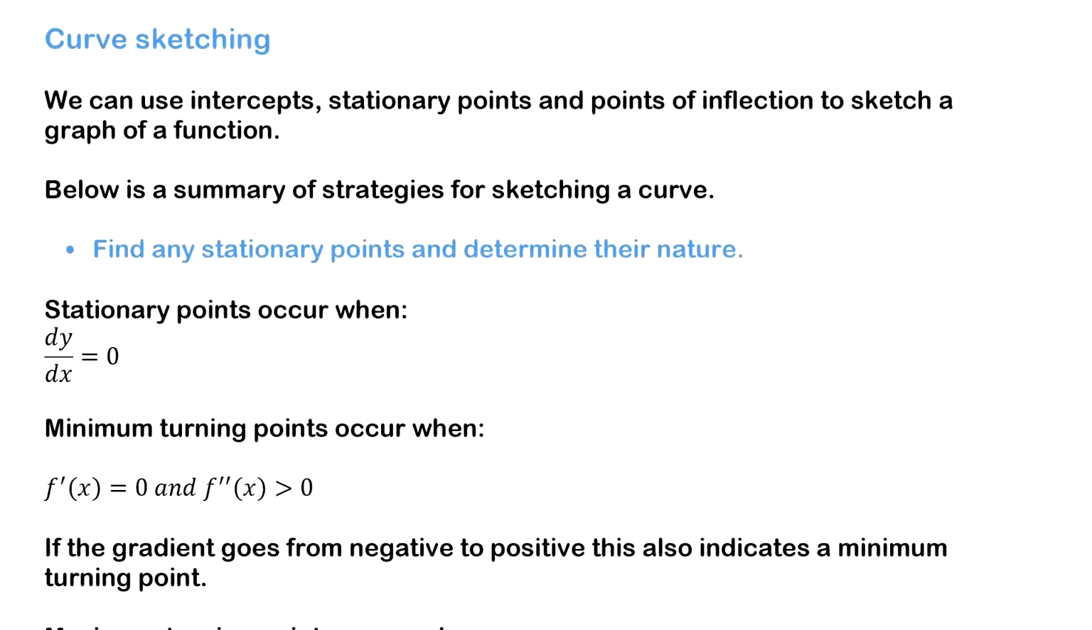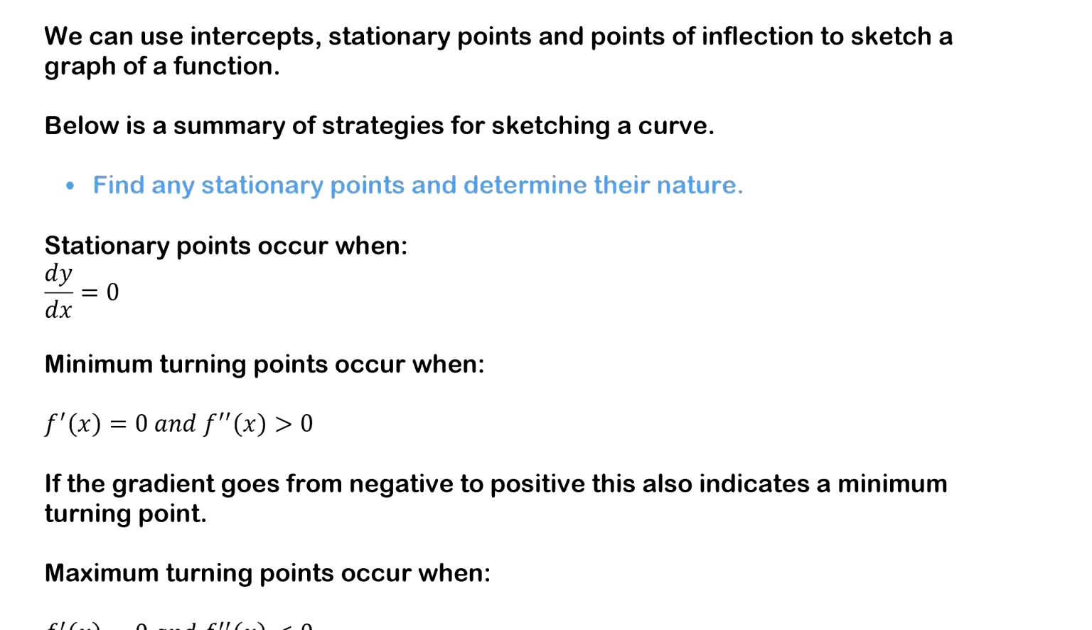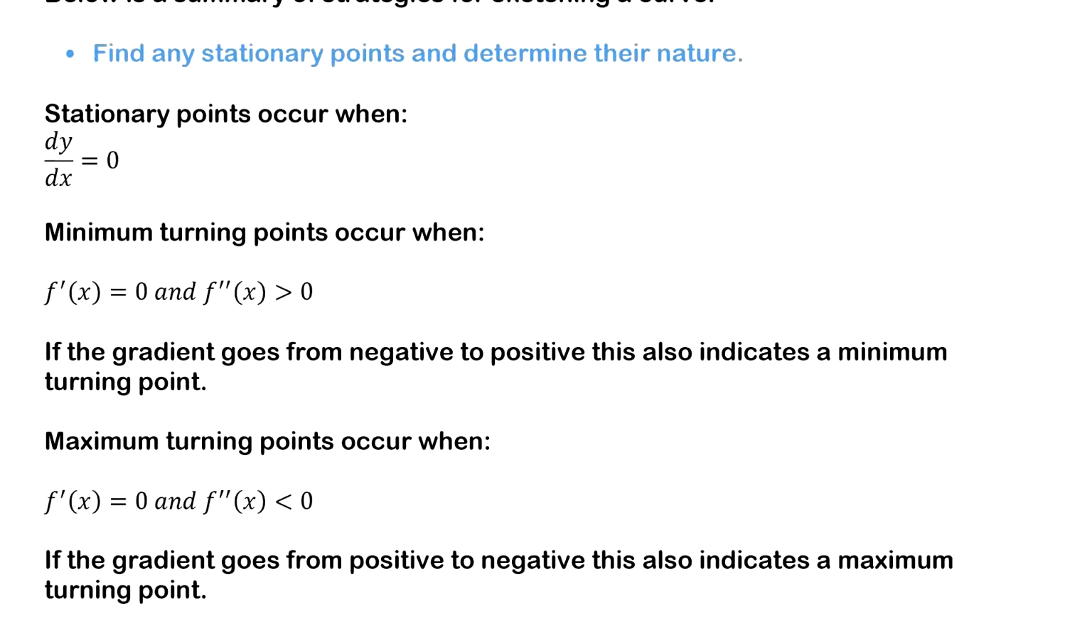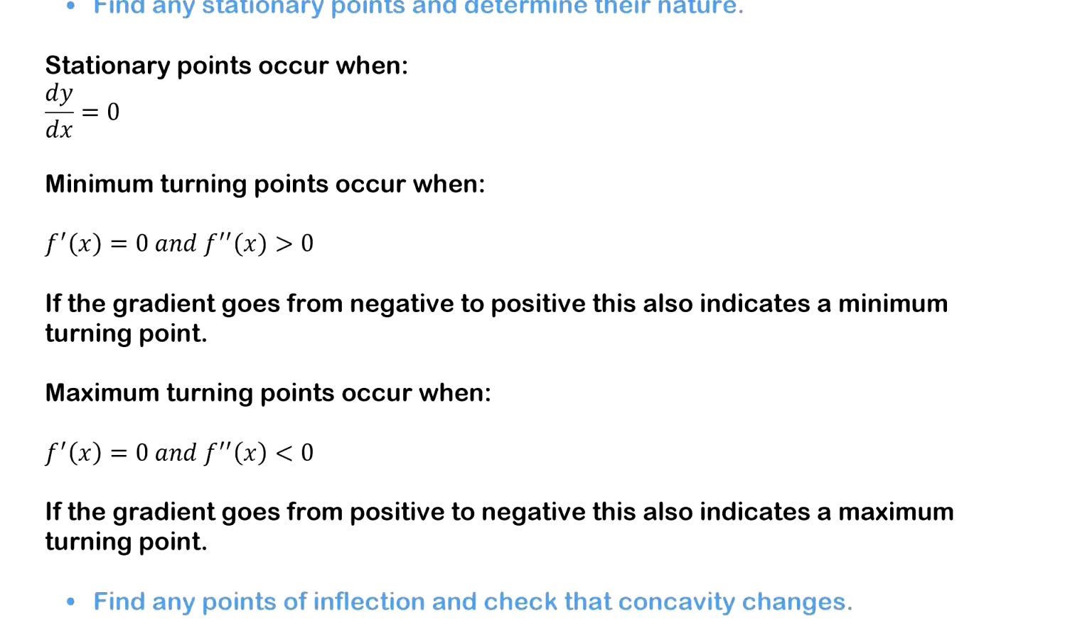In this video, we're looking at curve sketching and the key features of graphs. On your screen, we're going to go through a couple of summaries of the strategies we use for sketching a curve. One of the most important ones is using the stationary points to determine their nature. We already know that a stationary point occurs when the first derivative equals 0, and we know that it's a minimum turning point if the second derivative is greater than 0. So we can use that to help us identify minimum turning points on a curve.